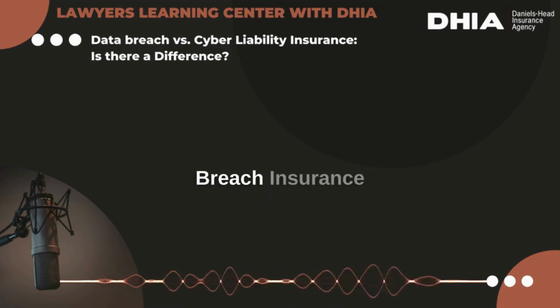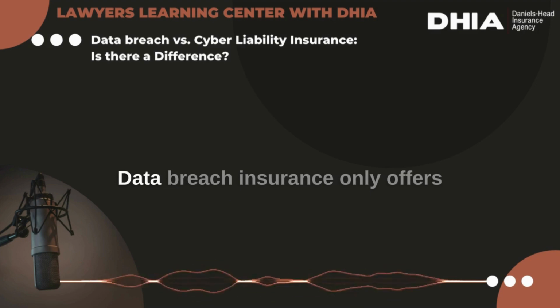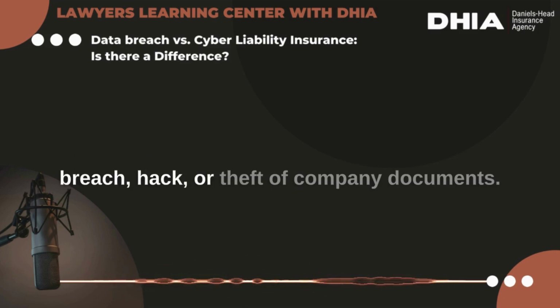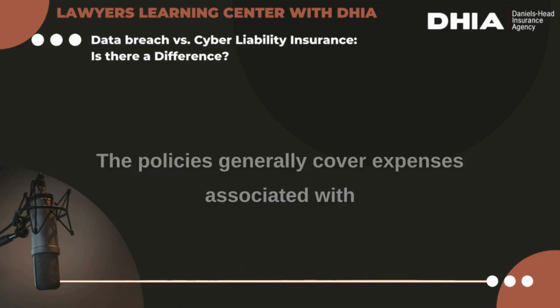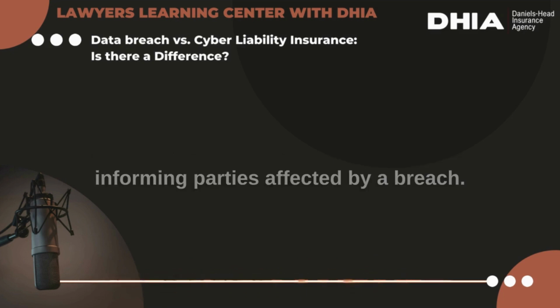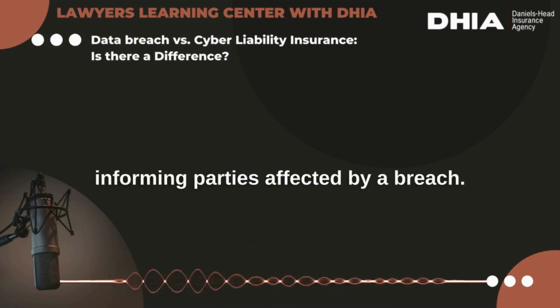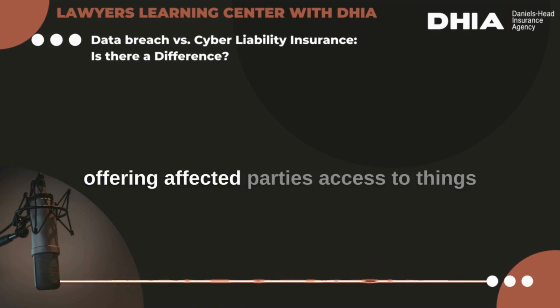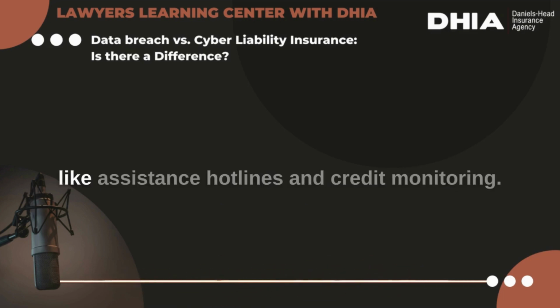Data breach insurance. Data breach insurance only offers first-party coverages for losses related to a data breach, hack, or theft of company documents. The policies generally cover expenses associated with informing parties affected by a breach to minimize the damage. This includes offering affected parties access to things like assistance hotlines and credit monitoring.